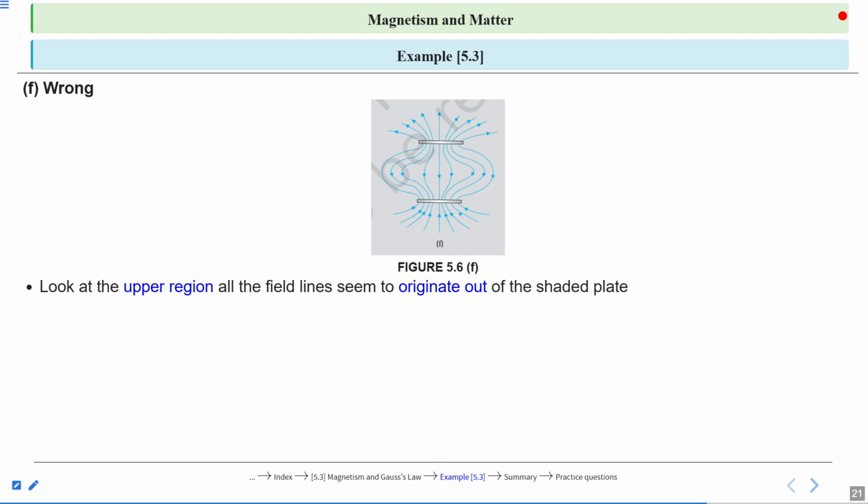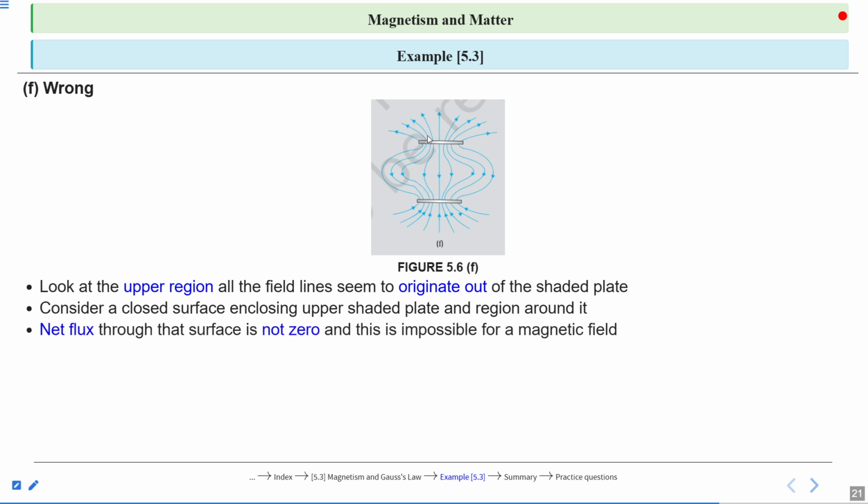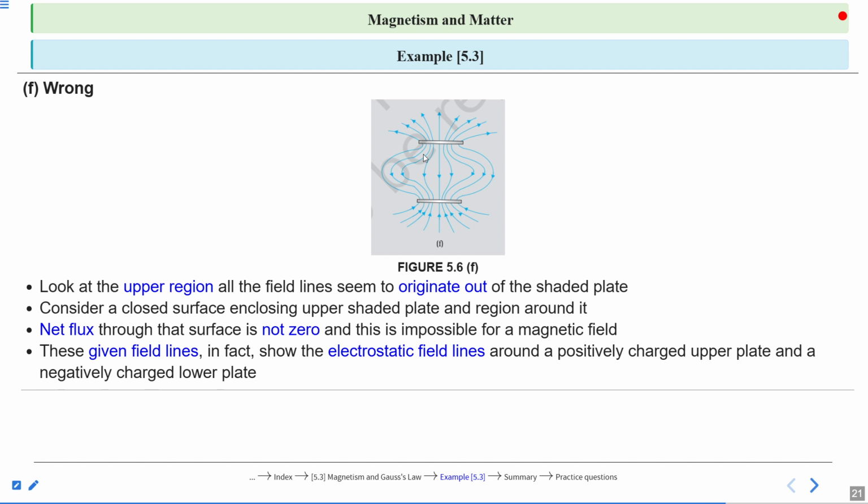Look at the upper region: all the field lines seem to originate out of the shaded plate. Consider a closed surface enclosing the upper shaded plate and the region around it. The net flux through that surface is not zero, because all the field lines are originating out. So there will be outward flux, and this is impossible for a magnetic field, because for a magnetic field, the flux through any closed surface must be zero. So what are these field lines? These resemble the electrostatic field, not the magnetic field.